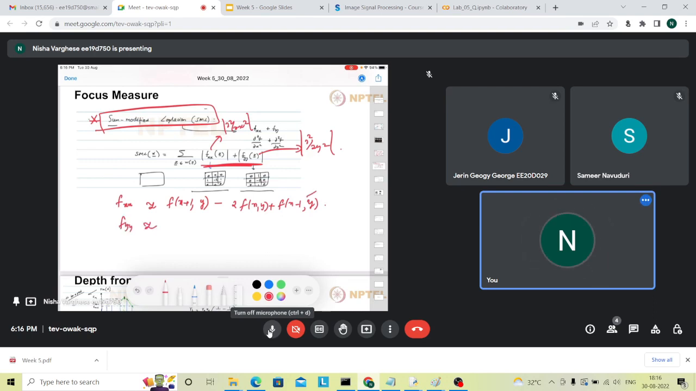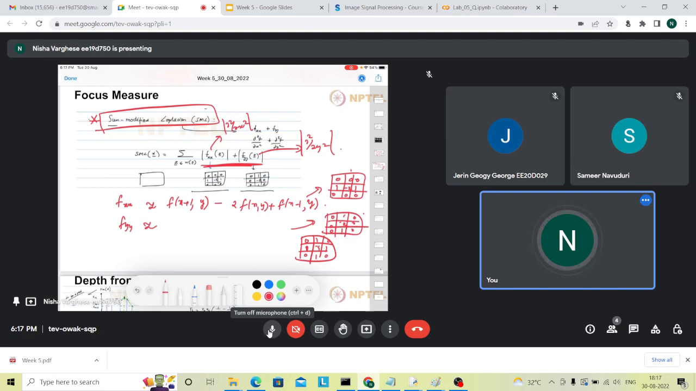Then the kernel corresponding to the first expression can be written like this. The kernel corresponding to the second expression can be written like this, 1 minus 2 1. But we have to add these two quantities for the Laplacian. So for the Laplacian we have to add these two quantities. Then the kernel becomes what? 0 1 0, 1 minus 4 1, 0 1 0. But in the case of sum modified Laplacian we have to use a different kernel.